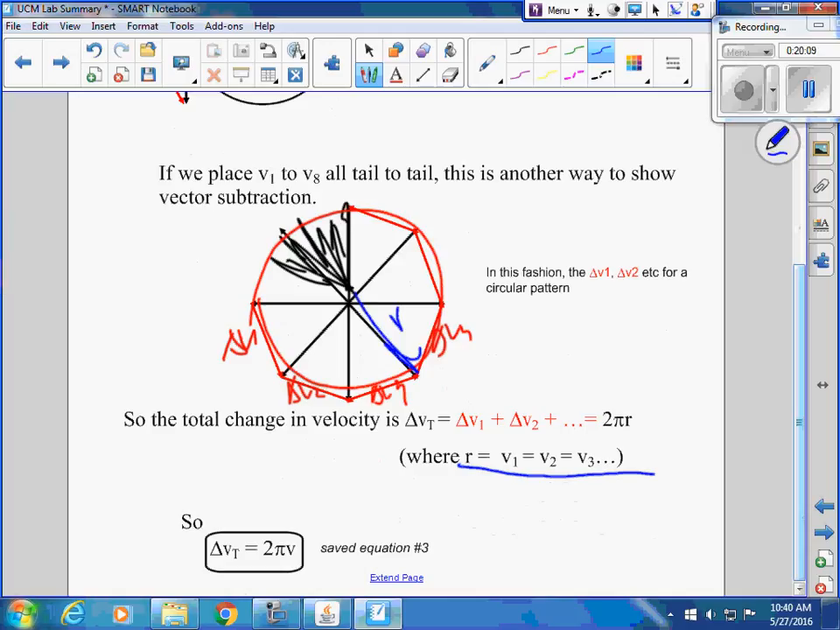So the radius is V1 or V2 and so on. So in other words, I'm taking this and I get that delta VT, the total change in velocity, is equal to 2 pi V. Whew. And I honestly, you guys, I get that this is like crazy talk. I've taught it 25 times, and it's only been in the last few years that I really started to understand it myself. Okay? So again, it's the experience of sitting through this.